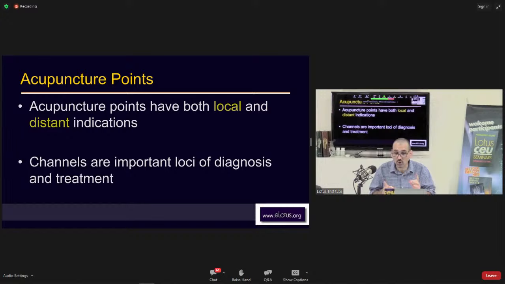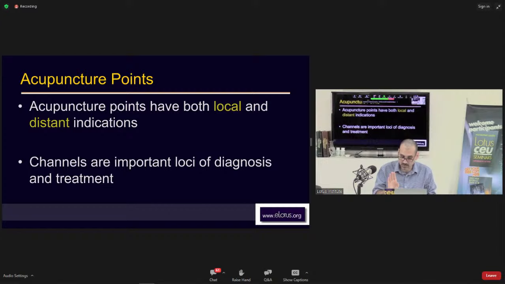Okay. Notice also local and distant in and of itself is a yin and yang binary, where local we can conceive of as yin. Distal is yang, because distant, distal is yang and close by is yin. So even the pairing, the breaking down of indications between distant and local in and of itself is a yin and yang binary, right? That's an important thing we need to understand.